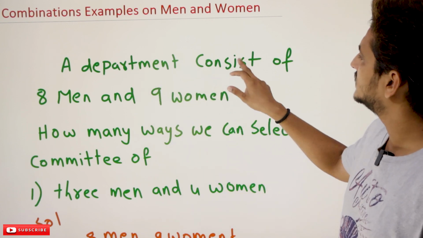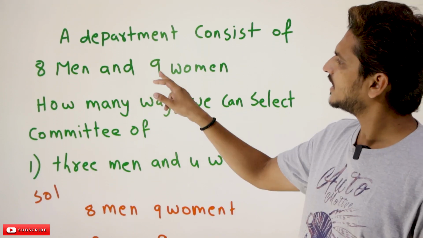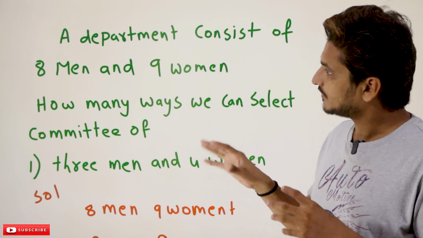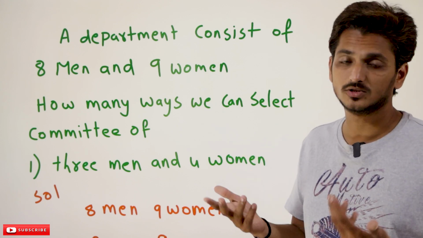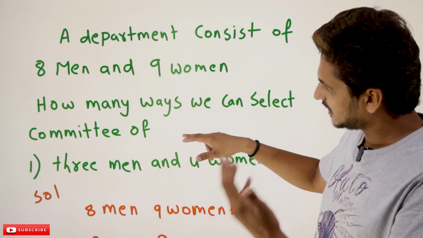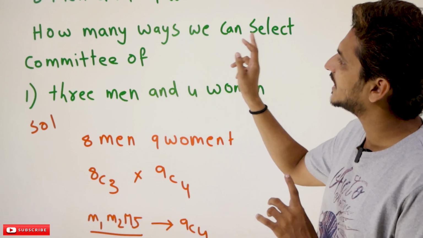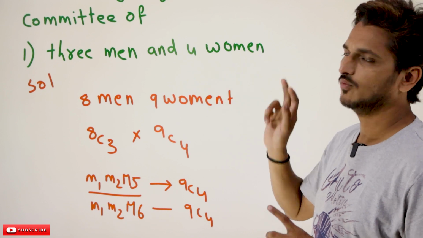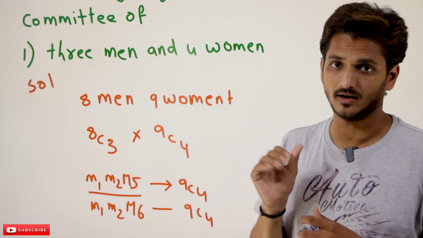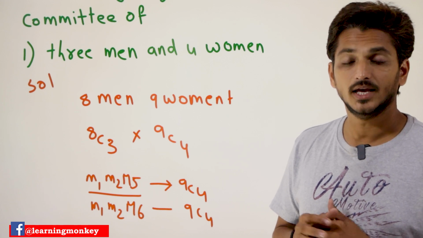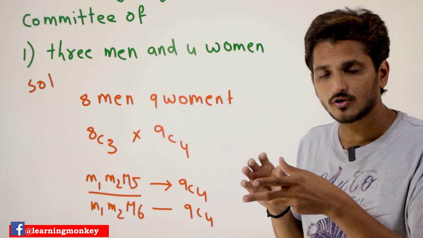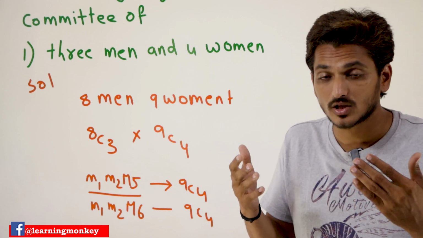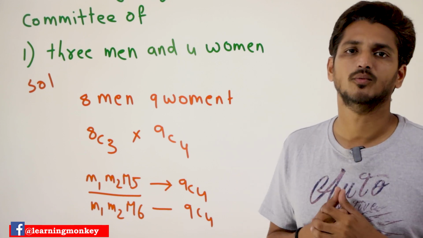A department consists of 8 men and 9 women. So, in a department, we are having 8 men and 9 women. From this, we need to form committees of different possibilities. They are trying to ask questions like this. How many ways can we select a committee that should include 3 men and 4 women? So, you need to form a committee of 7 members. In that 7 members, you should have 3 men and 4 women. How many different selections are possible? How many different ways are you going to select the 3 men and 4 women?